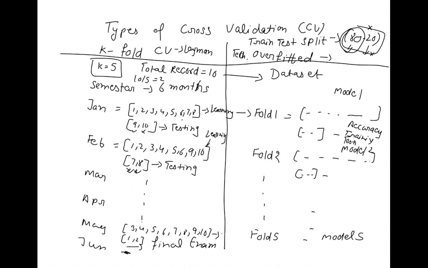And whichever model's accuracy is better than the other 4 models, we will choose that model. Let's say model 5 is performing excellent. It has an accuracy of 95% on training and 98% on testing. Other models are between 80, 85, 90, 91, 92, something like that.